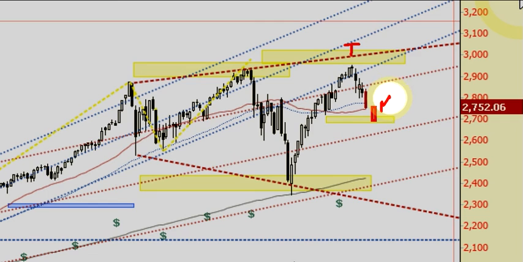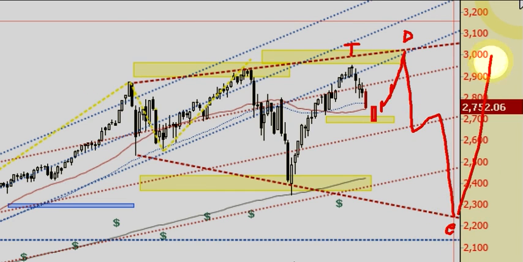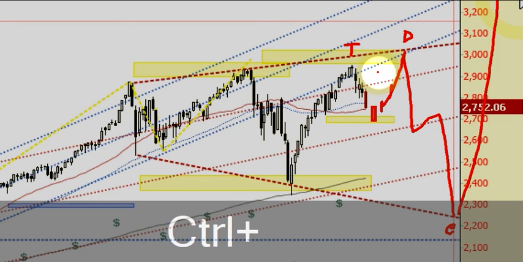No, it can't make it. Rally back up, complete D. This would be D. And then make our way down in wave E, and then rally to a fifth wave high. That's another possibility.